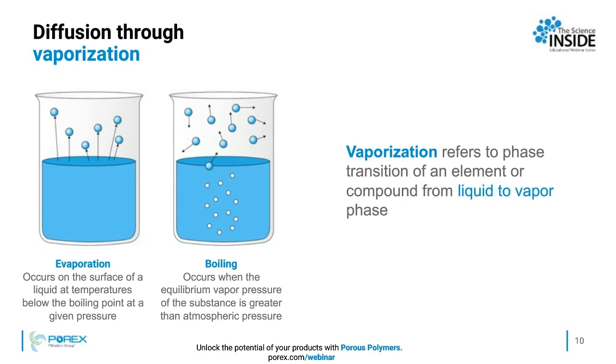Boiling refers to vaporization that occurs in the bulk of the liquid when it's heated to a temperature where the vapor pressure of the liquid is equal to the pressure exerted on the liquid by the gas around it. In other words, boiling occurs when the equilibrium vapor pressure of the substance is greater than or equal to atmospheric pressure.